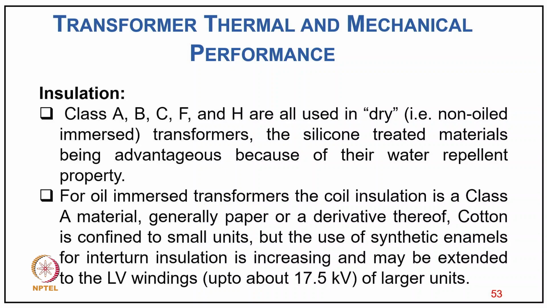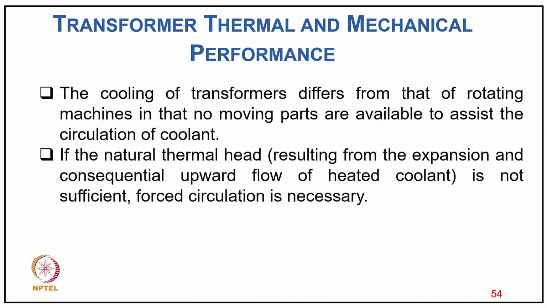Classes A, B, C, F and H are used in dry or non-oil-immersed transformers, and silicone-treated materials are advantageous because of their water-repellent property. For oil-immersed transformers, the coil insulation is a class A material, generally paper or a derivative thereof, and cotton is confined to small units. But the use of synthetic enamel or interturn insulation is increasing and may be extended to low voltage windings up to 17.5 kilovolt of large units.